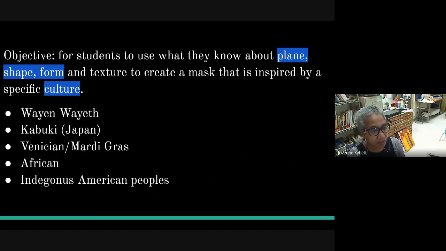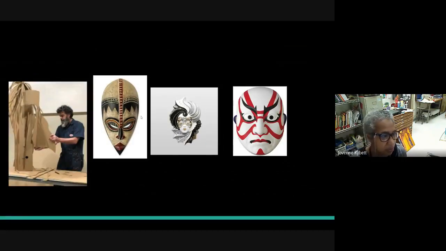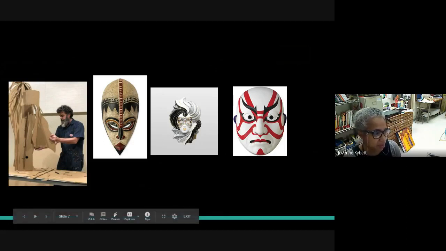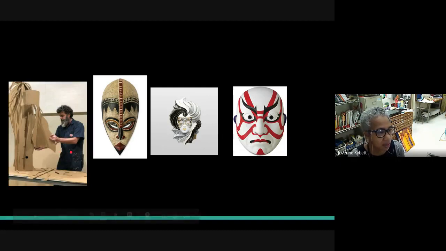And also similarities in the way that they looked. So you can go to the next one, please. So I have an image here. This is Wayne Wyeth, who's the first person. Of course, an African mask is next, a Venetian mask, and the Kabuki mask is the last one that I have up there.